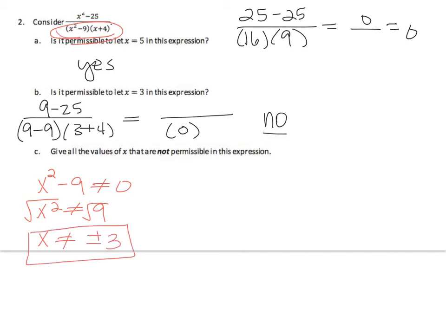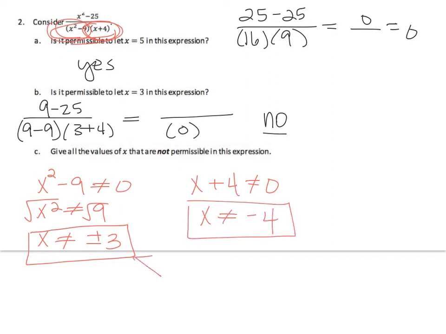Okay, so we got that one. Now we need the other one. We take both binomials separately and find out what they cannot equal. x plus 4 cannot equal 0. Therefore, x cannot equal negative 4. So those are the 3 values, 2 there and 1 there, that are not permissible in this expression.